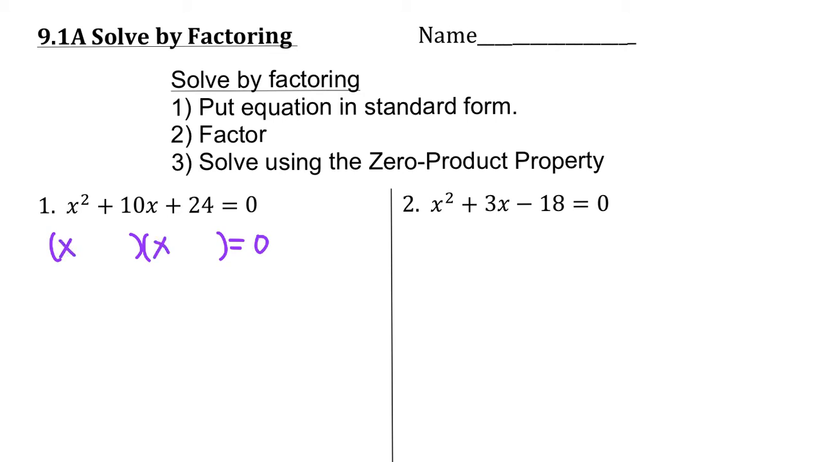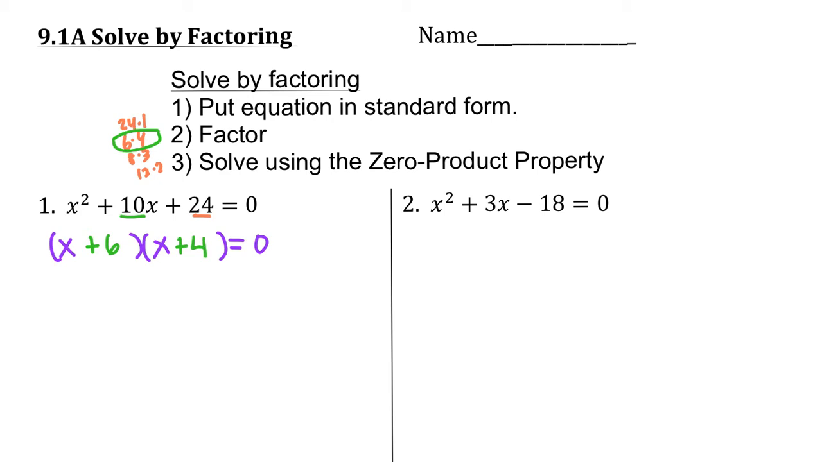Let me think of what I multiply to get 24. What could it be? 6 times 4, 8 times 3. And of course, you're doing this in your head. You don't have to necessarily write it. But the correct factors are the ones that add up to 10, which means it's going to be positive 6 and positive 4. The zero product property says we can make each of these factors equal to 0.